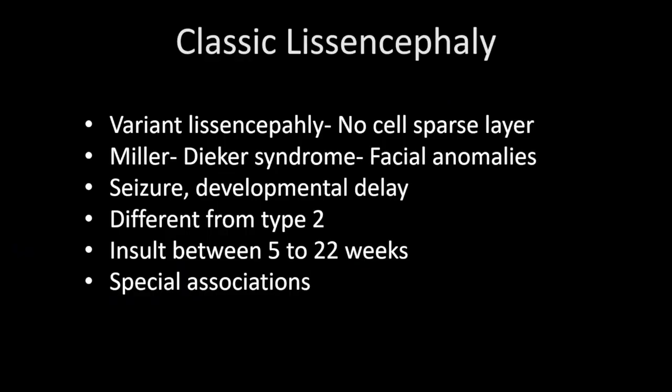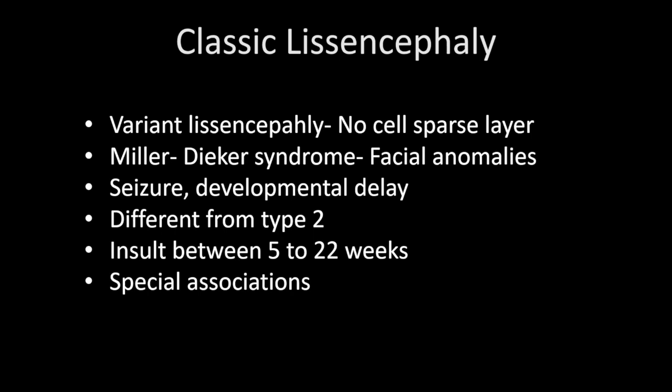Classically, lissencephaly, this is what we have discussed till now. There could be some variants. When there is no cell sparse layer, you call it variant lissencephaly. There is another syndrome called Miller-Dieker syndrome, which is associated with facial anomalies. You don't need to remember all these syndromes. When you find lissencephaly, we can look into the literature and label a particular syndrome if it is required. Most of the patients present with seizure and developmental delay.